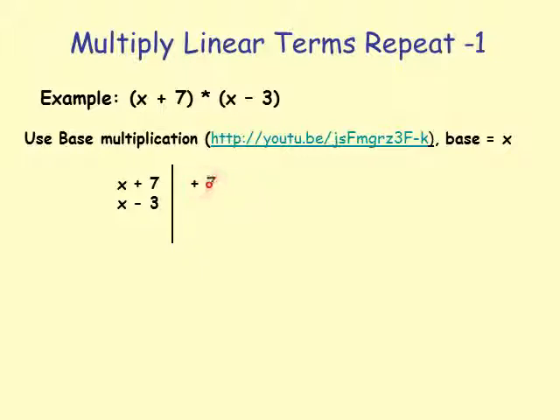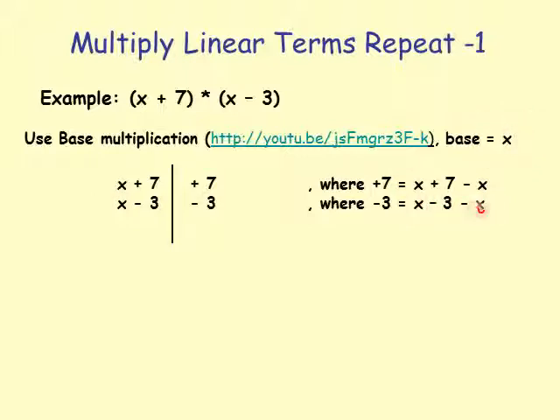Then we write plus 7 here. Plus 7 is the excess of x in the multiplicand, and I got 7 from x plus 7, the multiplicand, minus x, which was the base. For the next line, I have minus 3 here. The excess of x was minus 3 on the left side, and I got a minus 3 from x minus 3, the multiplier, minus the base.